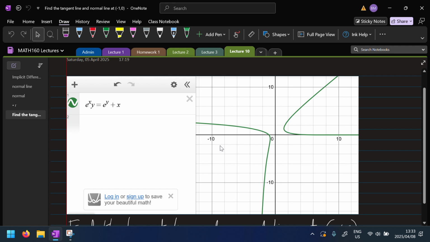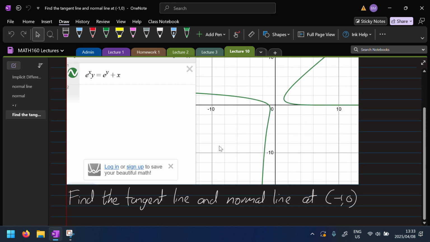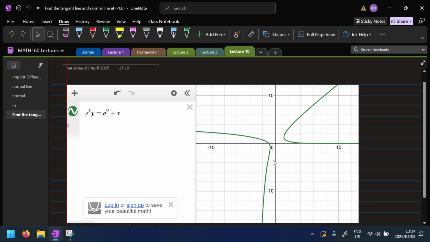Okay, last example for today, we've got this curve over here. And again, you can't just write this as y equals f of x. Okay, it's more complicated than that. So we have e to the x times y equals e to the y plus x. And we want to find the tangent line and the normal line at minus 1, 0. So that's going to be over here.